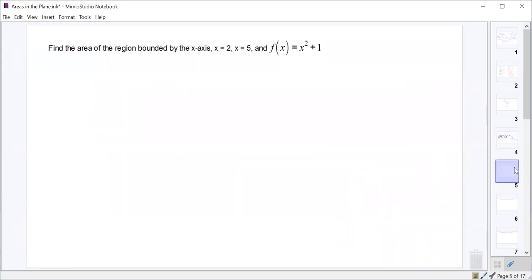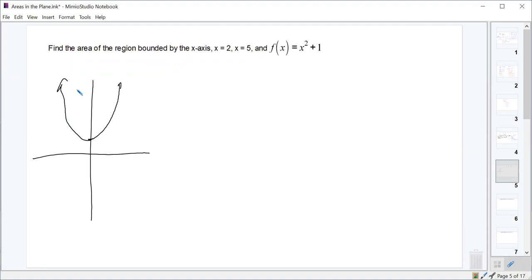All right, so we're going to start with a nice easy one. We want to find the area of the region bounded by the x-axis, x equals 2, x equals 5, and the function f of x equals x squared plus 1. So we start off with graphing it. What does f of x equals x squared plus 1 look like? A basic parabola with a y-intercept of 1. Yeah, it's a basic parabola, y-intercept of 1, opens up.